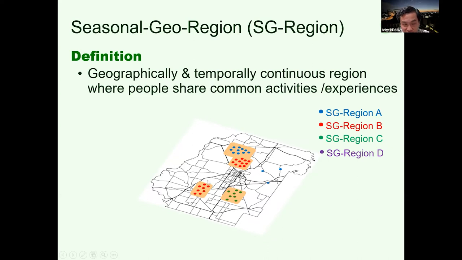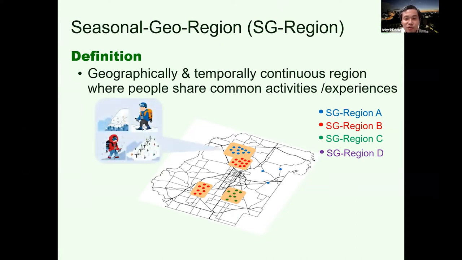Okay, so let's look at this map. I think this is Kyoto. I'm not really sure, but it's some place. We can find this seasonal geo-region A, the blue points, and B with red points. Actually, I don't know why this is. This is a bit strange, sorry, it should be in different colors. And then there's this C with the green color, and I think some of these need to be purple. I think I just threw it together.